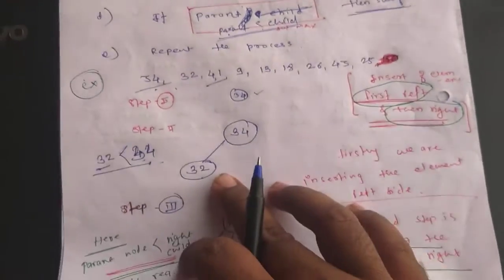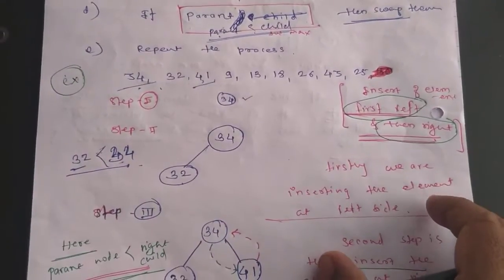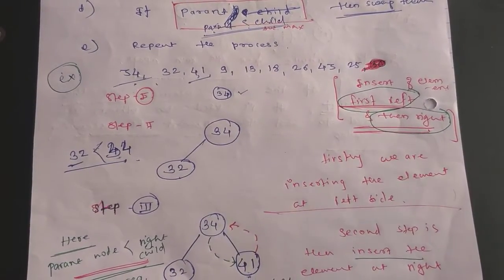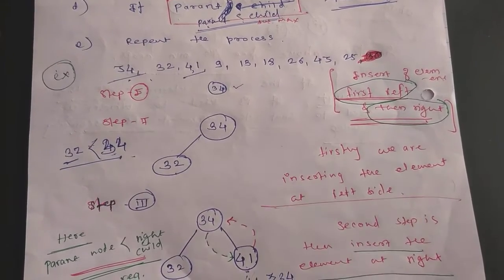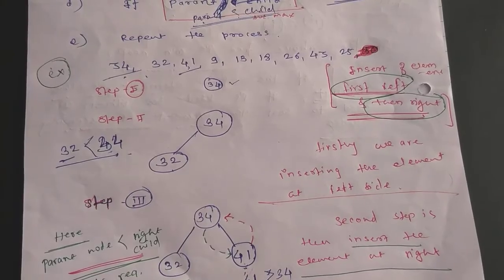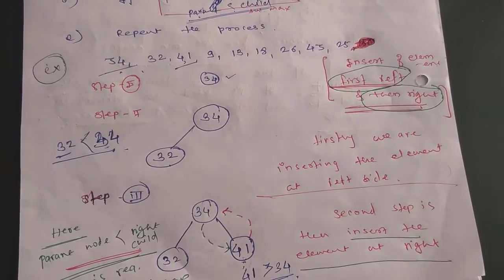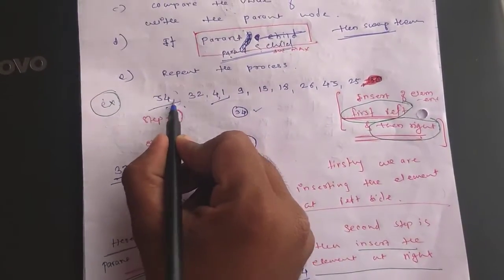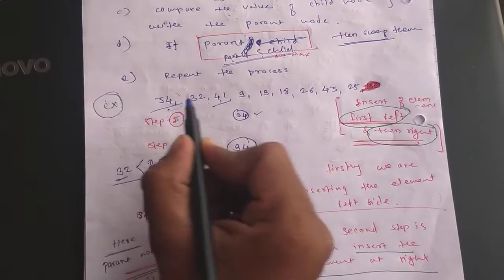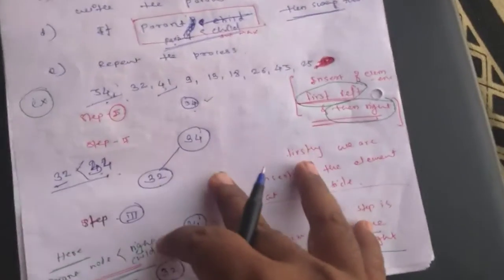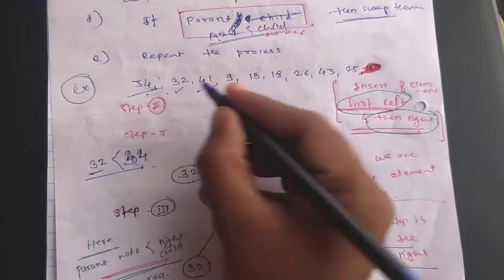Now we'll see one example of how to construct the maximum heap tree. Here the example is 34, 32, 41, 9 and so on. We are going to create the heap tree data structure, arranging these elements in a maximum heap tree. First we will insert the 34 because it's the first element, and always the first element acts as the root element. So 34 is the root element. Now the second one is 32.